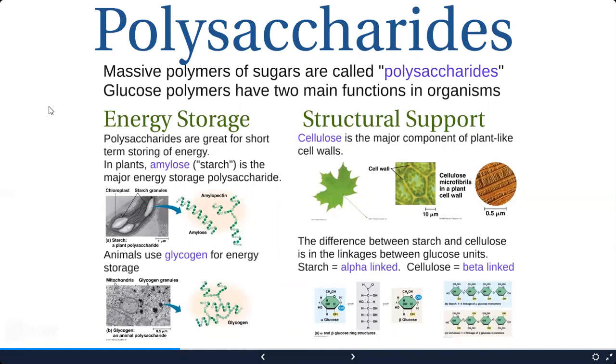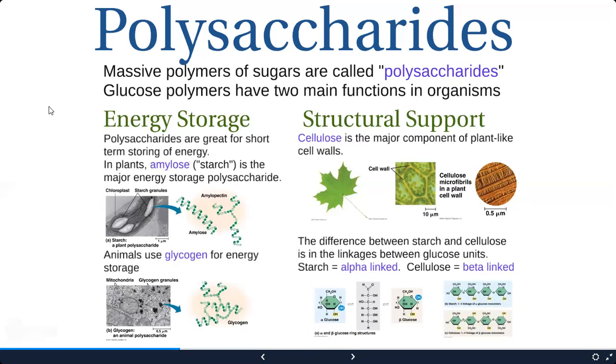For energy storage in plants, they use starch for their long-term energy storage. And starch has several different names, but the one that we work with the most in this course is amylose. So that's its proper name, amylose, and it's broken down with the enzyme amylase. So you can see this in, say, a potato. A potato is full of starch.